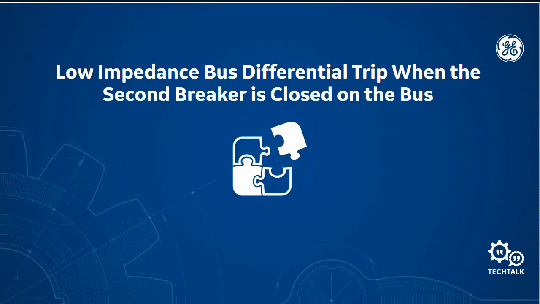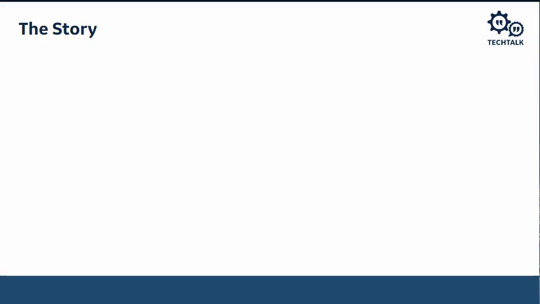So the next event is a low impedance bus differential trip when the second breaker is closed on the bus. The story here is we're installing a bus differential. This particular relay was a B90 relay. As soon as they picked up load on the bus, they energized the bus, closed one breaker, no problem. Closed the next breaker on the bus, picked up load, and they tripped.